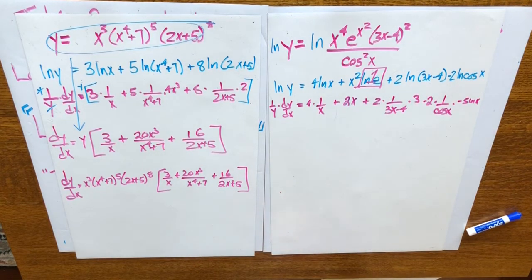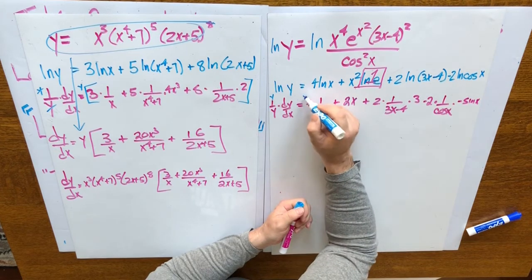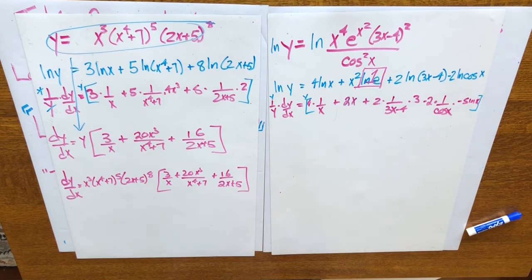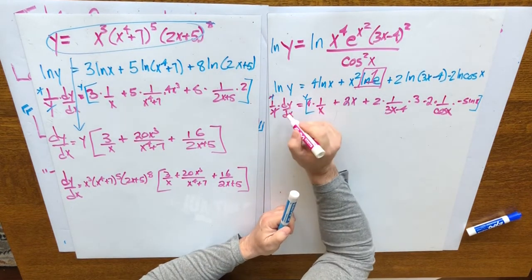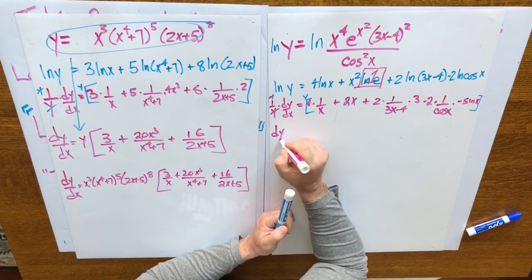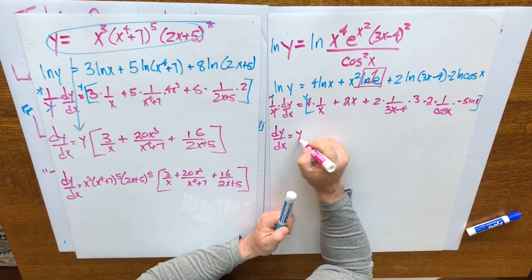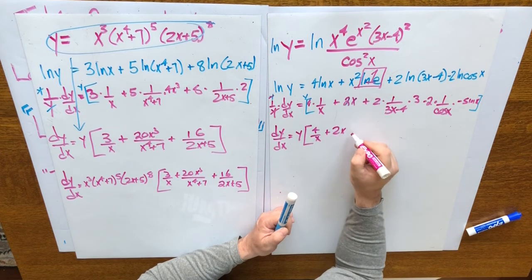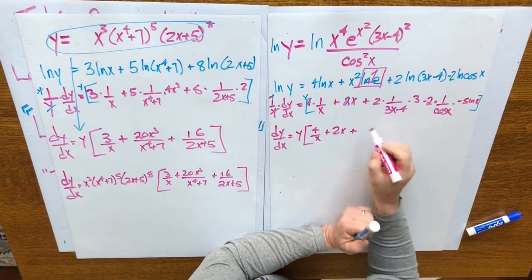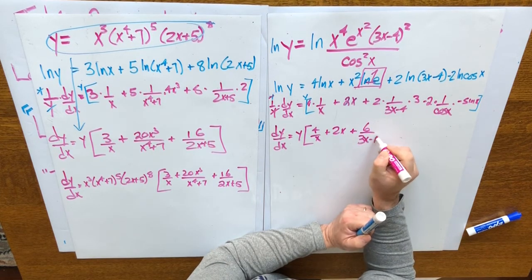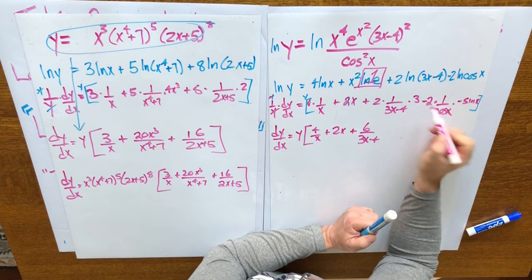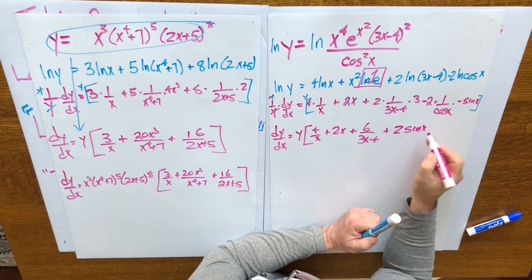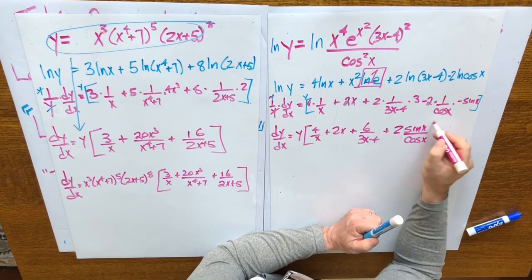So let's multiply both expressions by y, so that we can isolate dy over dx. Now we'll have these y's cancel, and we're left with dy over dx equals y times 4 over x plus 2x plus 2 times 3, which is 6, over 3x minus 4. And this is an interesting one. We have this minus sign times this minus gives us a plus 2 sine x over cos x.